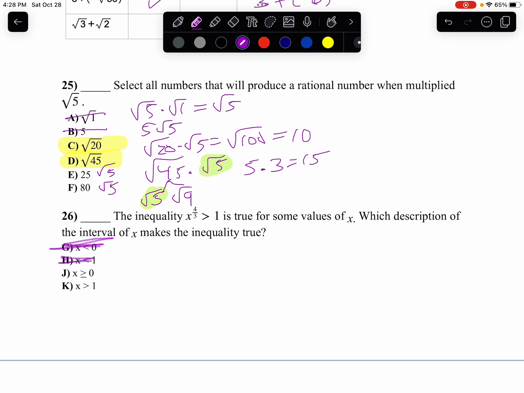Bigger than 0, well, as long as it was bigger than, let's look. It would be true for all values of x greater than 1. X is greater than 0 would be true for anything as long as x was bigger than 1, but that's not just bigger than 0. So it wouldn't be true for 1/2 or 3/4. So the only one it's true for is x is greater than 1. Question 26.